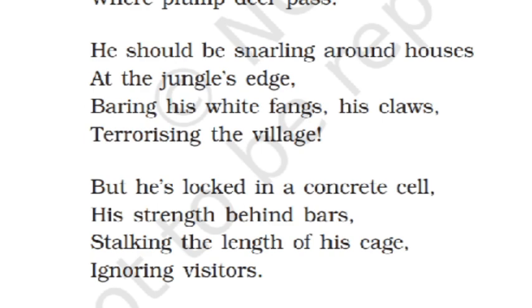Now moving towards the next one. But he is locked in a concrete cell. Now we need to shift: here the poet is talking about the tiger who is in the cage. The tiger is locked in a concrete cell, and his strength is behind the bars. Now you can relate this strength with that of the free one. Earlier, the tiger was terrorizing others, but now his strength, his courage is locked behind the bars, and he is stalking the length of his cage. Again, what is the meaning of stalking? Here, the tiger is walking here and there. He has limited space because our tiger is in the cage. Ignoring visitors.